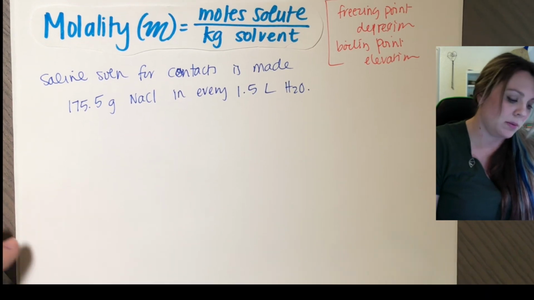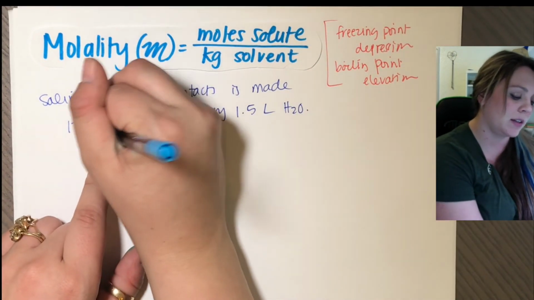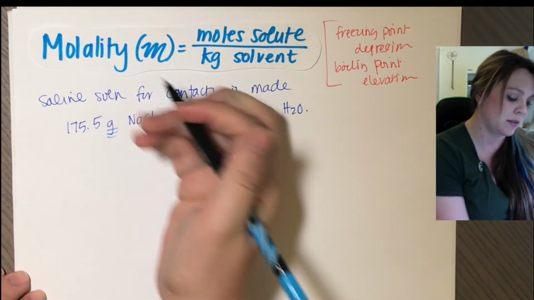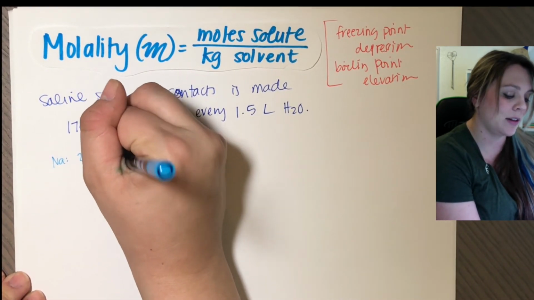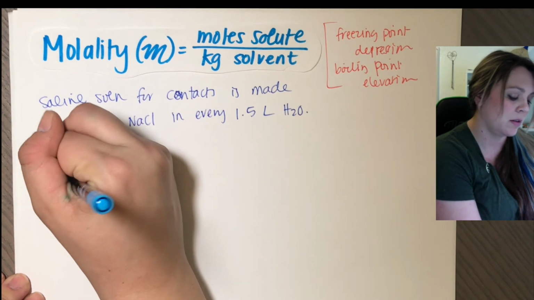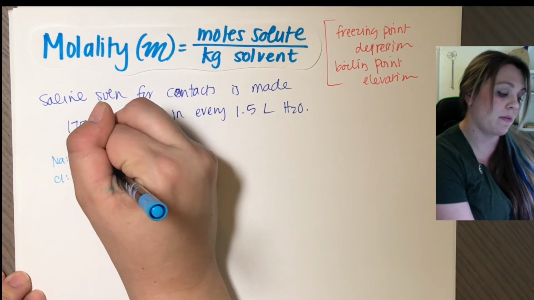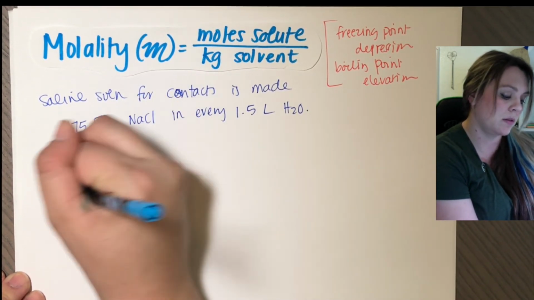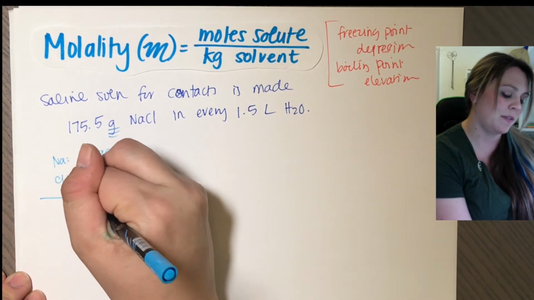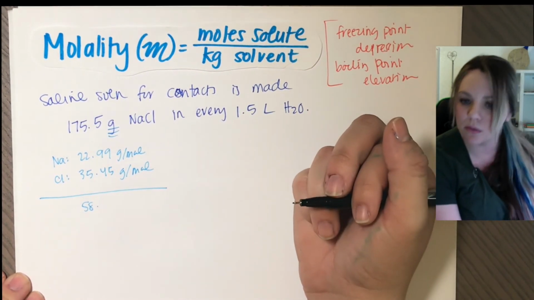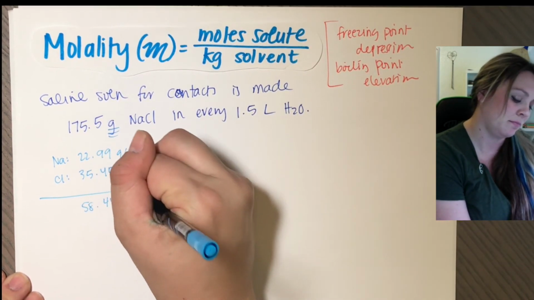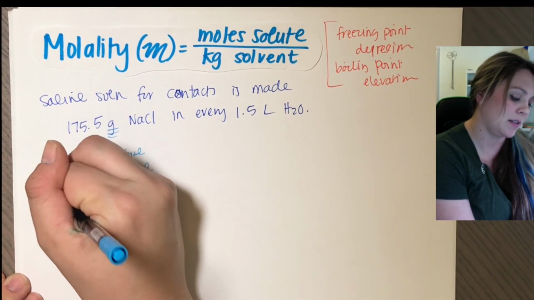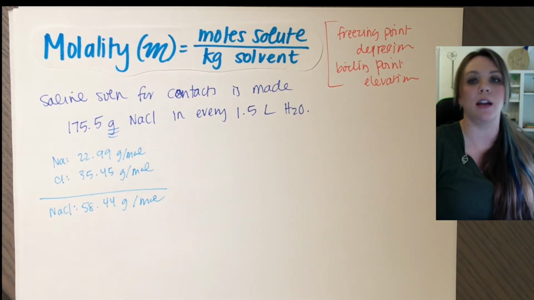Of course, because I'm cruel, we're going to have to calculate and convert from grams to moles. So sodium is 22.99 grams per mole. Chlorine is 35.45 grams per mole. Add those up, you get like 58.44 for NaCl. All right, and now we calculate.